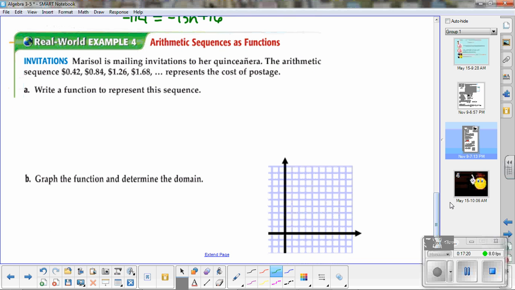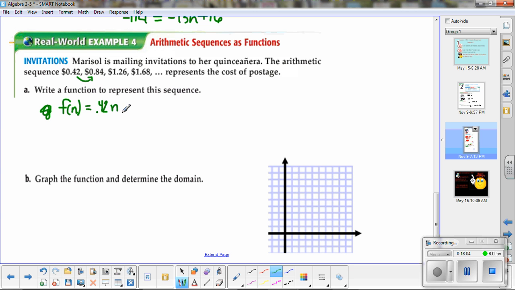The last example, Marisol is mailing invitations to her quinceanera. The arithmetic sequence, 42 cents, 84 cents, $1.26, and $1.68 represent the cost of postage. Write a function to represent this sequence. Well, a sub n, or actually, since they asked for a function, we're going to say f of n is going to equal, and we want to look at what it's changing by, because that's the number that's going to go before n. It's changing by 42 cents.